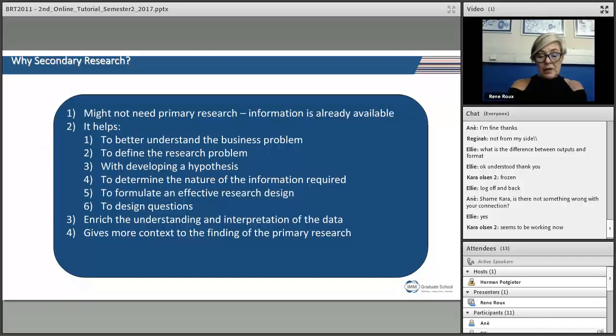So secondary research is a very, very important aspect in the whole research process. For me, it's almost like the foundation.